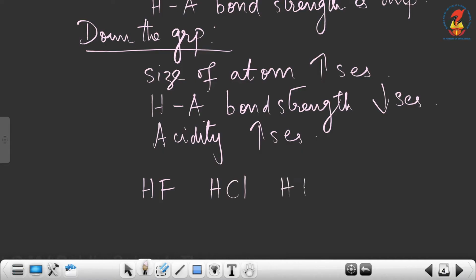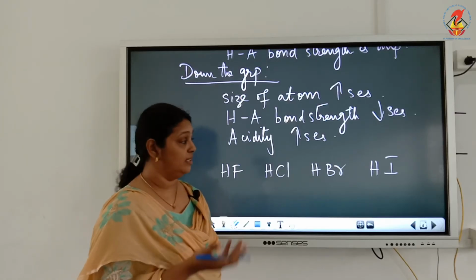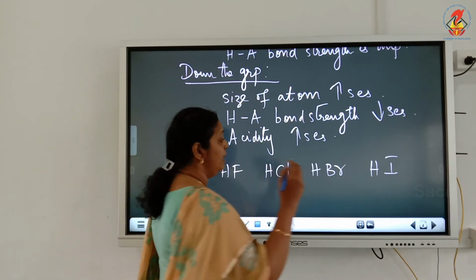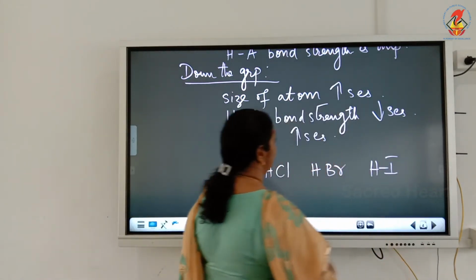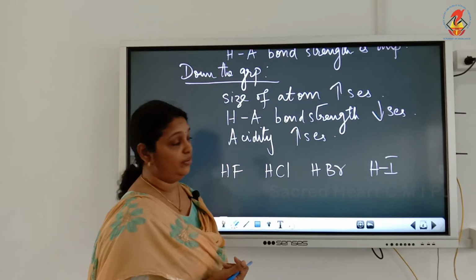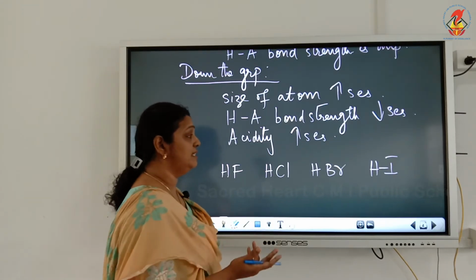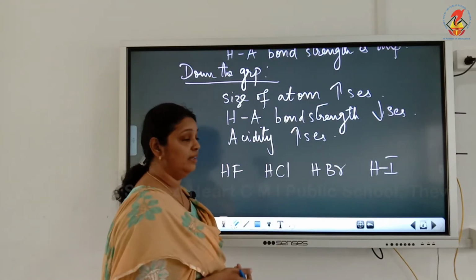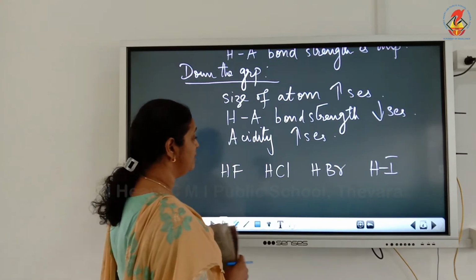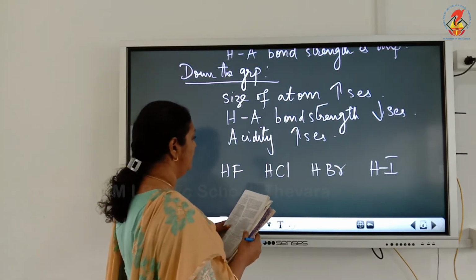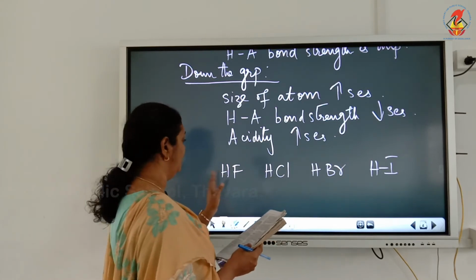Now, if we take group 17 elements, you have hydrogen fluoride HF, HCl, HBr, HI: hydrofluoric acid, hydrochloric acid, hydrobromic acid and hydroiodic acid. These are the 4 acids, and down the group, size increases. So iodine has the biggest size, HI bond strength decreases, acidity increases. Among hydrogen halides, the maximum acidity is for HI and least acidic is HF.